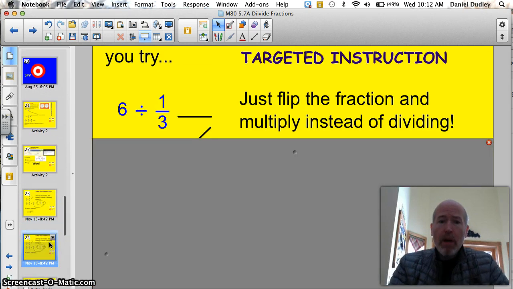I'm going to have you try one right away. You try 6 divided by 1/3. Just flip the fraction and multiply instead of dividing. Go. I'm back. Let's see how you did.